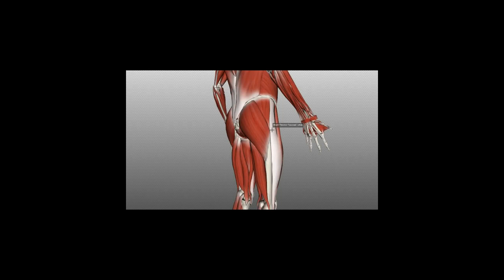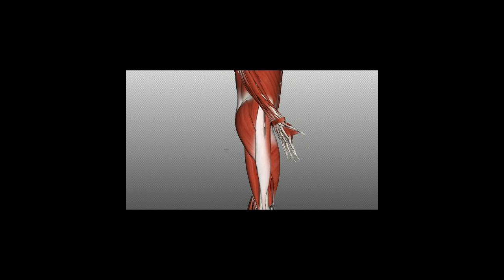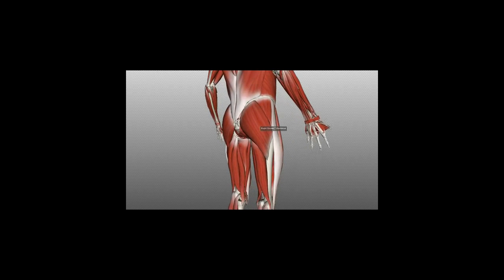So what this muscle does is it extends the flexed thigh, so it draws the thigh back like this, and it also stabilizes the hip and knee joints because of this attachment it has to the iliotibial tract. So this muscle is the gluteus maximus, and it's innervated by the inferior gluteal nerve.